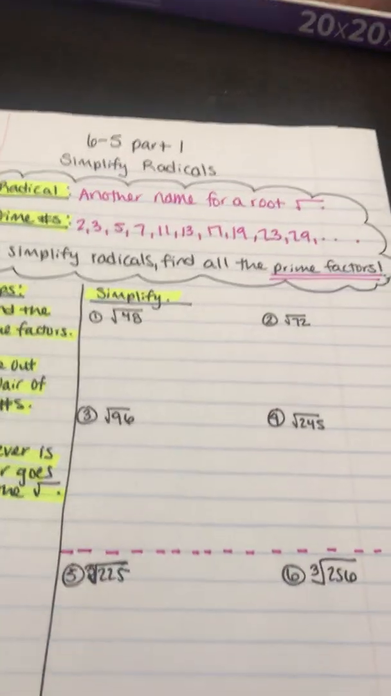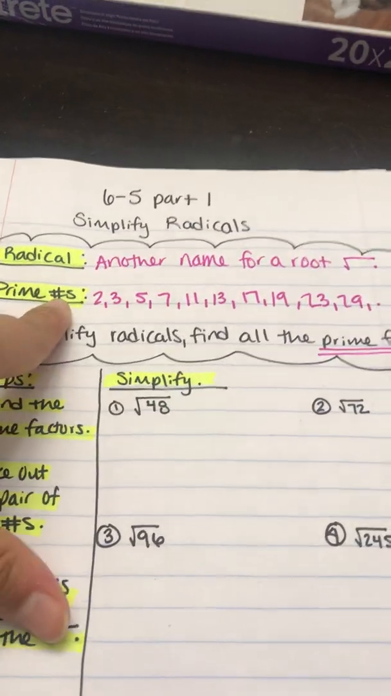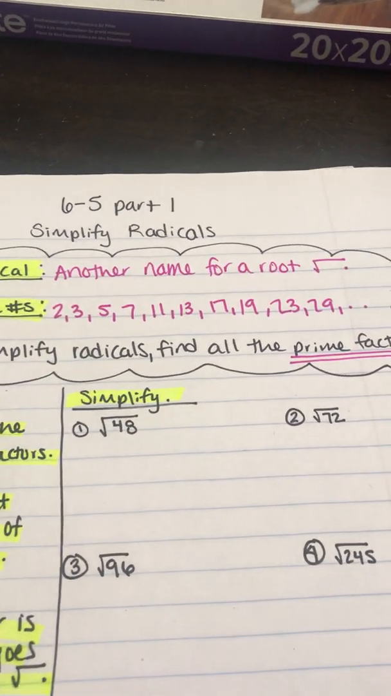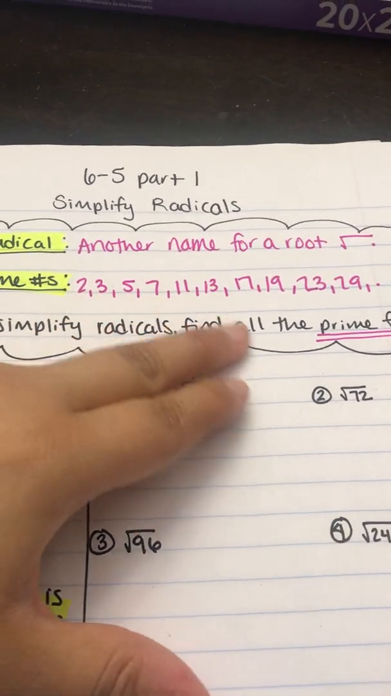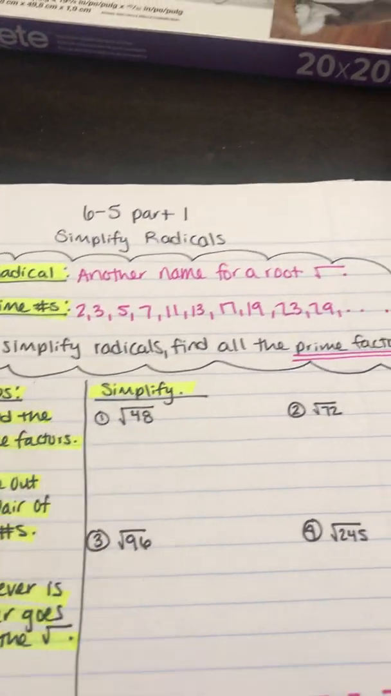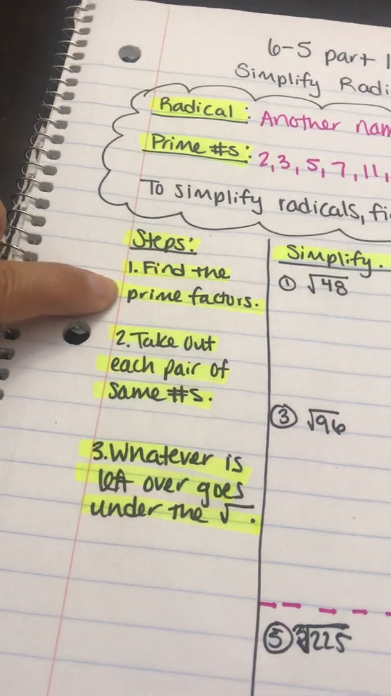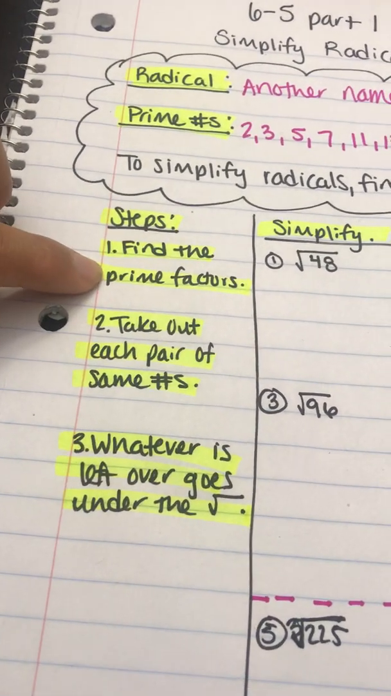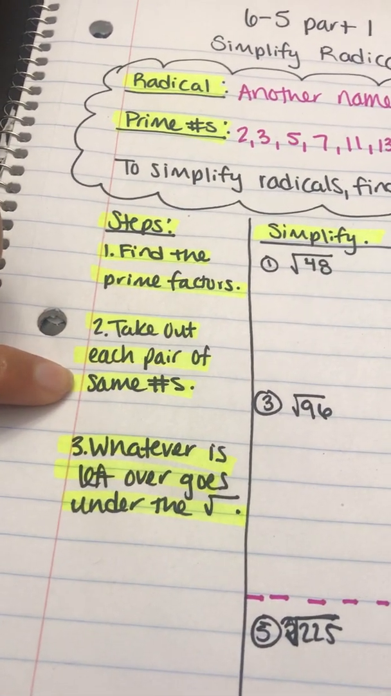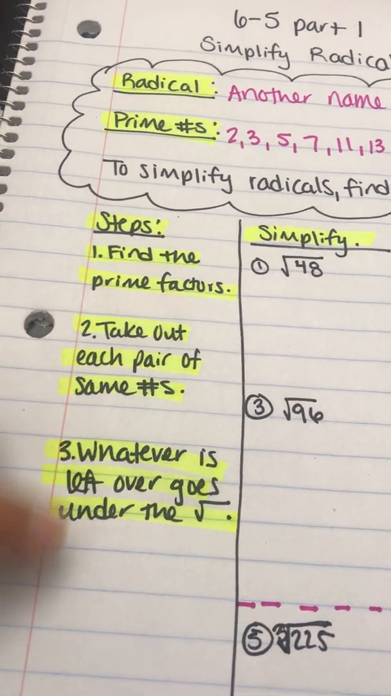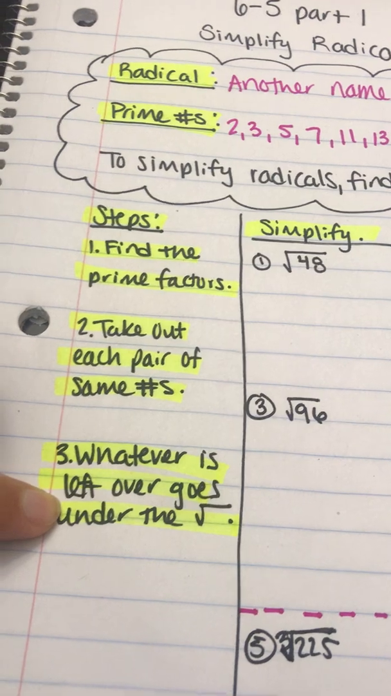What you want to do is break it down to all its prime numbers, so the smallest numbers that it can be divided by, like 2, 3, 5, 7, etc. When you're simplifying radicals, you're just going to find all the prime factors. Once you find your prime factors, you're going to take out each pair of same numbers, and that goes in front of your answer. Whatever's left over remains under the square root.